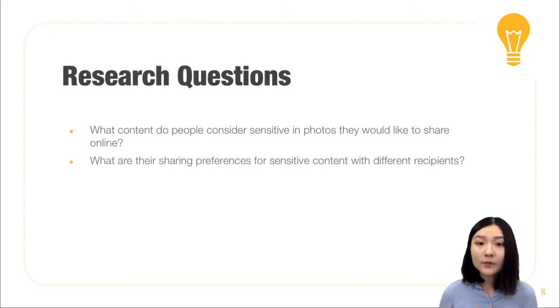Second, people have different levels of privacy preference for various groups of photo recipients. We don't yet understand the variations in sharing preferences by recipient group. For example, I'd share a party photo with my close friends, but definitely not with colleagues.